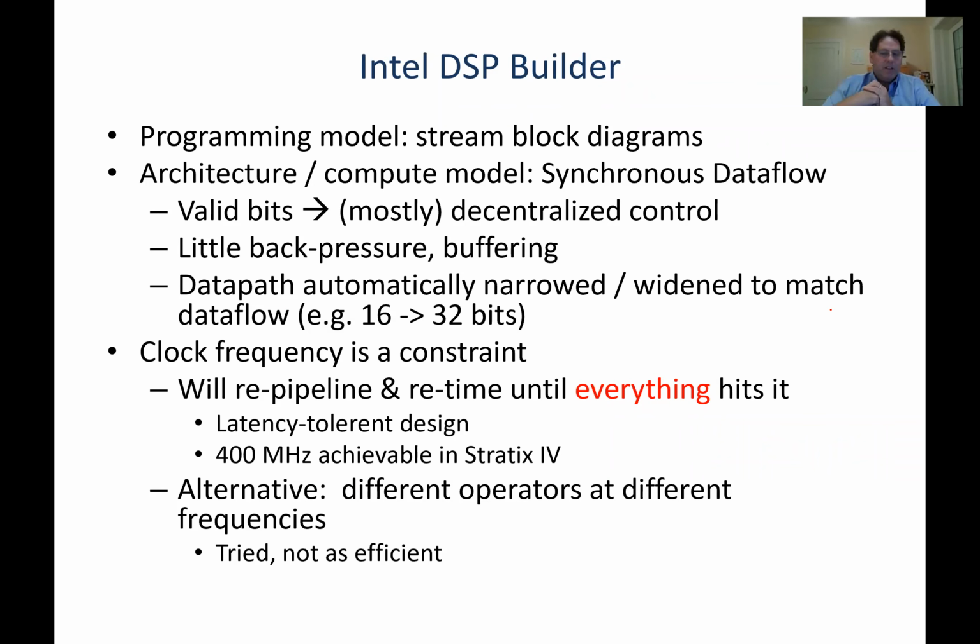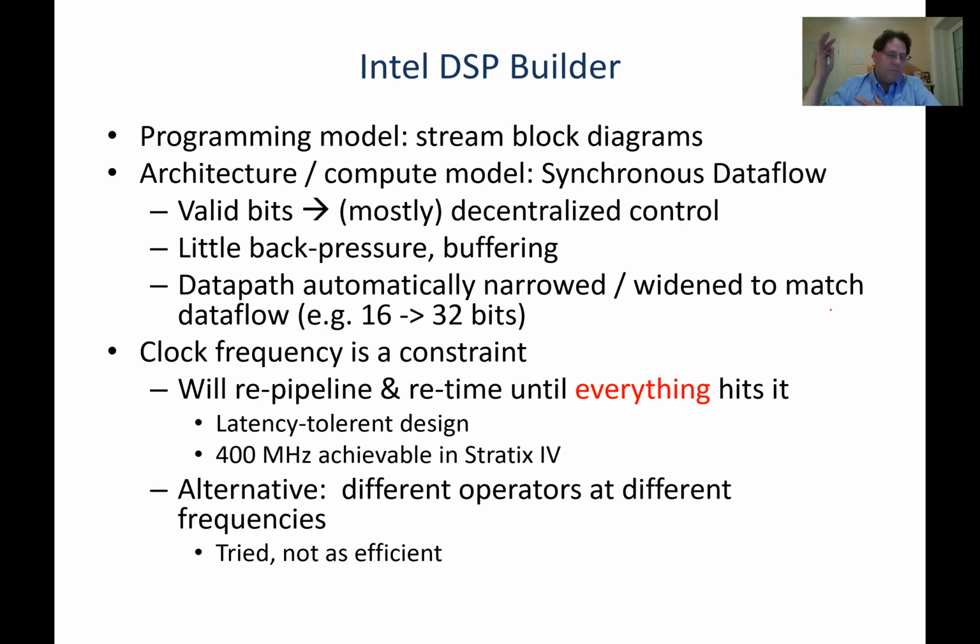The data path, to deal with the fact that different parts of the system may have different bandwidths because we have interpolation and decimation filters and so on, it doesn't actually change the clock frequency, it changes the data path width. So if you have more data, the data path gets wider to provide more bandwidth. The clock frequency is a constraint.